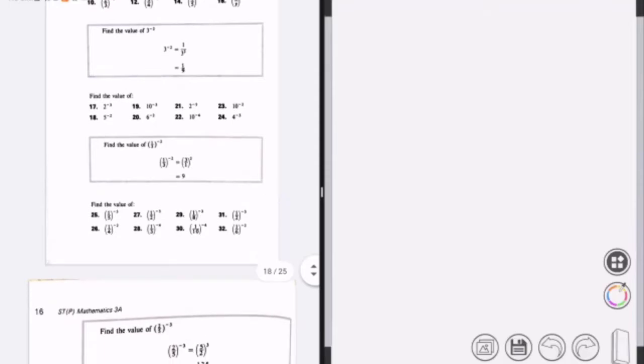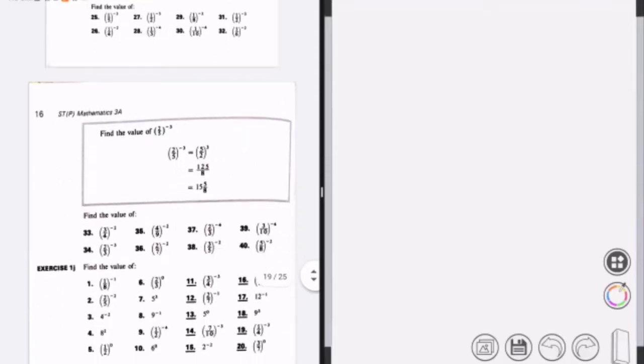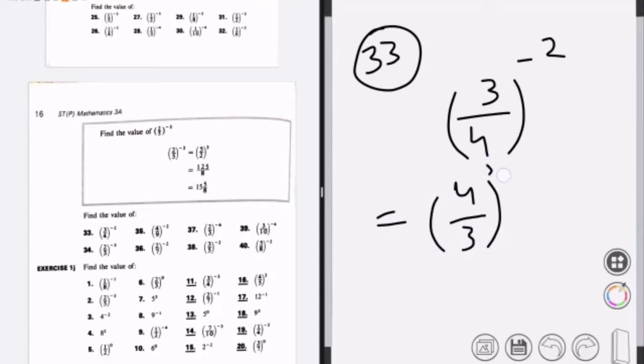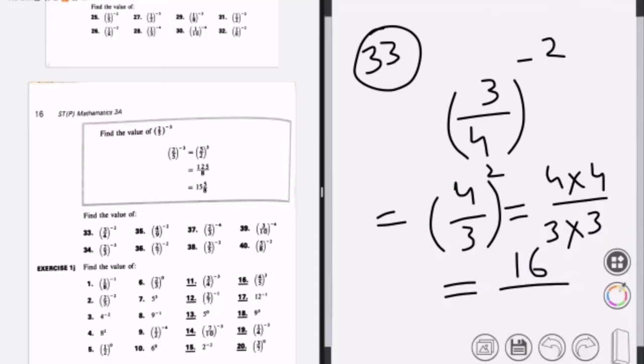Okay, now one more last question. For example, here question number 33: 3 over 4 power minus 2. You can write 4 over 3 to the power 2, the opposite. This 4 goes up, 3 comes down, and the power becomes positive. 4 multiply 4, 3 multiply 3. So it will become 16 over 9. So this is the way.